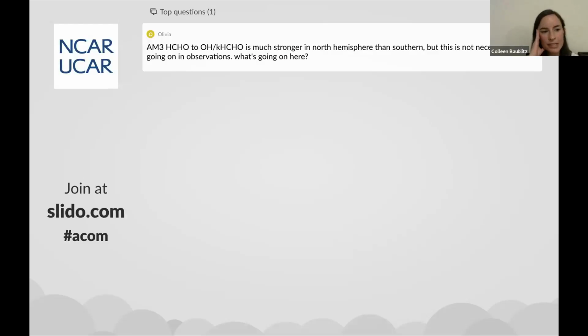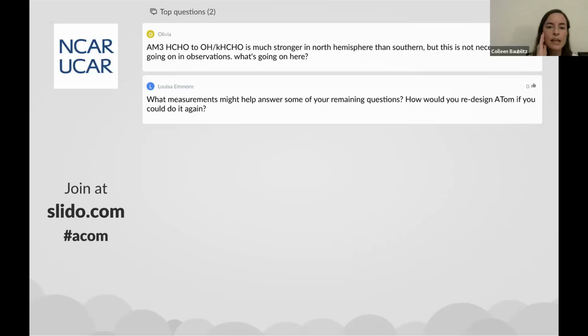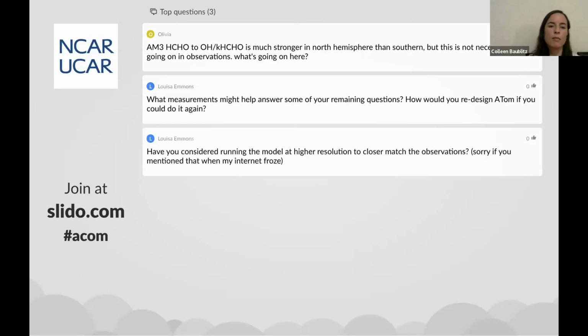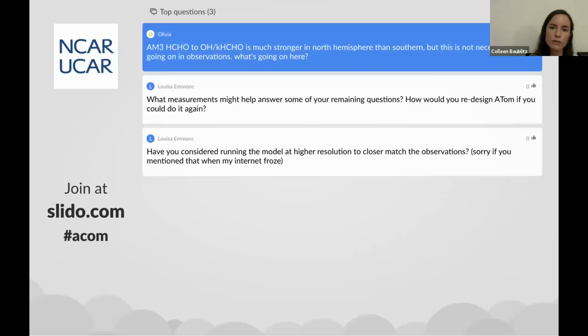Okay, so the question is, AM3 formaldehyde to OH is much stronger in the Northern Hemisphere than the Southern, but this is not necessarily what's going on in the observations. What's going on here? That's a good question that I'm not 100% sure of right now. One thing that I think we saw across the chemistry climate models is that it seems the Southern Hemisphere is maybe not as well constrained in terms of our model representation of the process of oxidation.